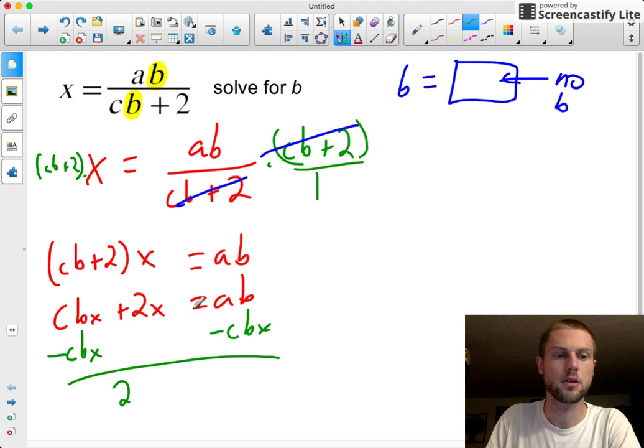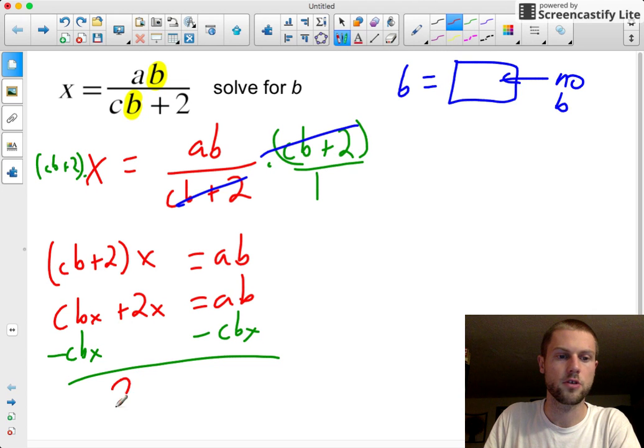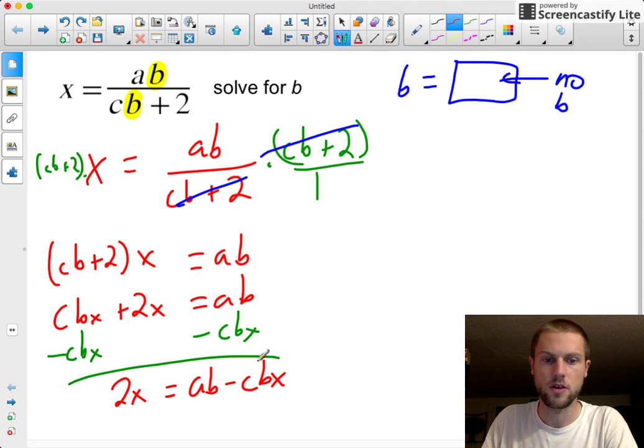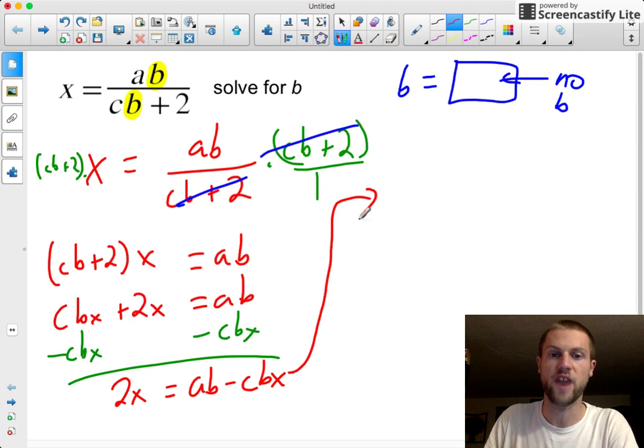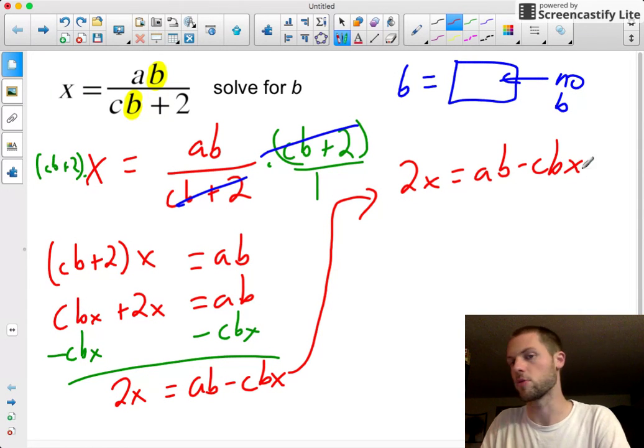So I have 2x, minus CBx. I want to go red for this too. So I have 2x equals AB minus CBx. And now that I have the b terms all on one side, everything else on the other side, I'm ready to factor out a b. So I'm just going to rewrite this here. 2x equals AB minus CBx, or BCX, or XBC, doesn't matter.